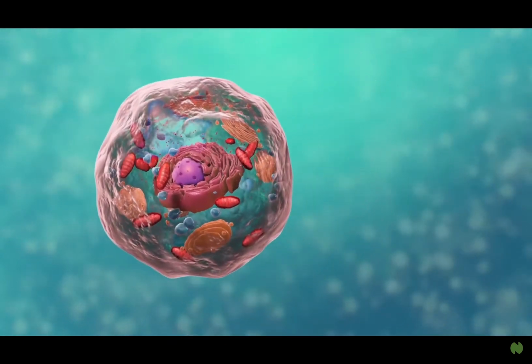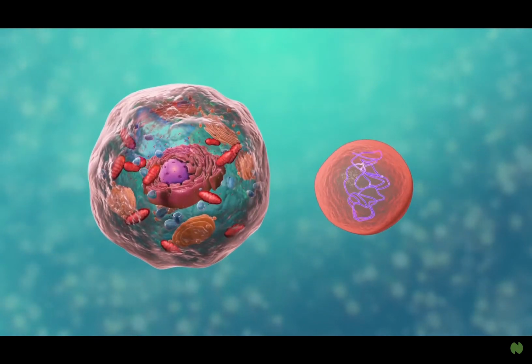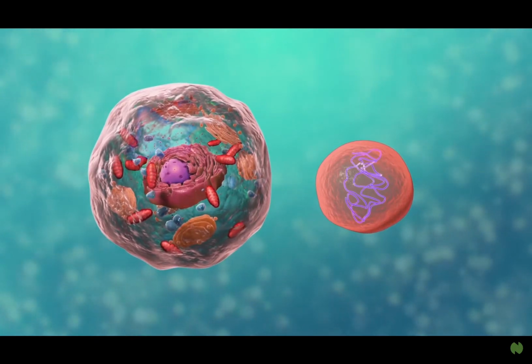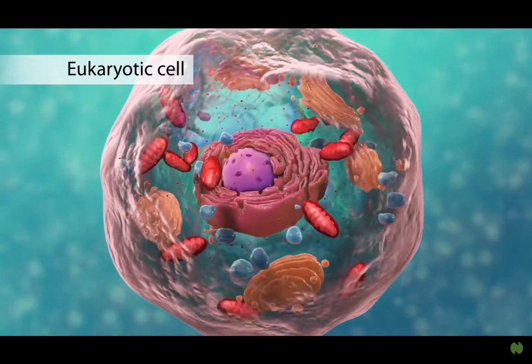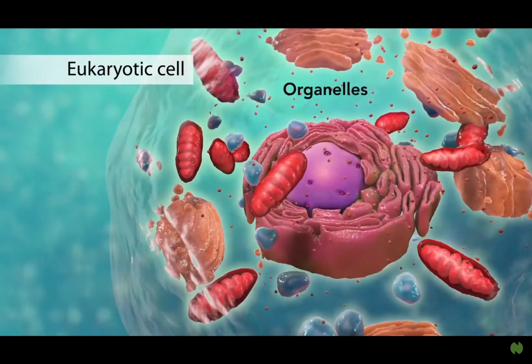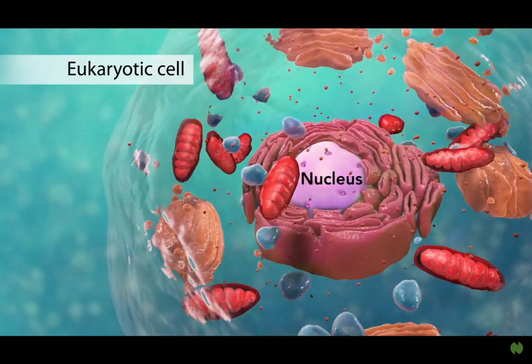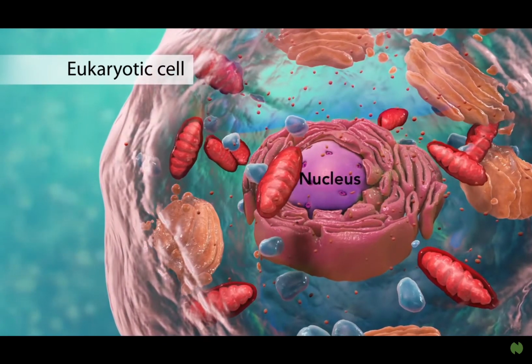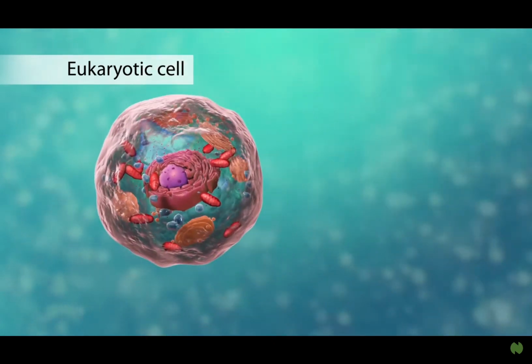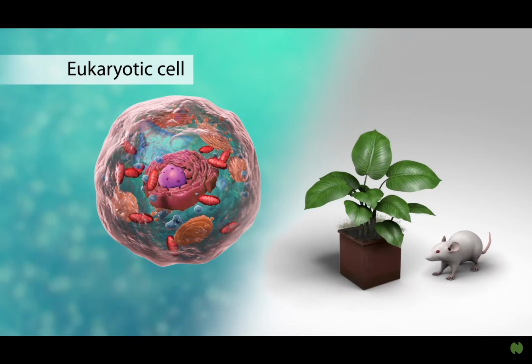There are two main types of cells. The first, more complex category is that of eukaryotic cells. They contain organelles, including the nucleus and many others. Eukaryotic cells are comparatively complex and advanced, such as plant and animal cells.